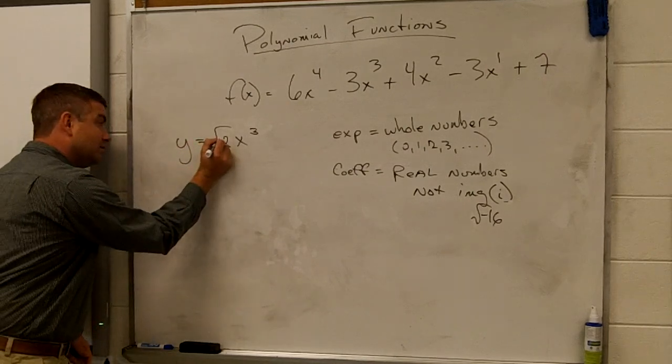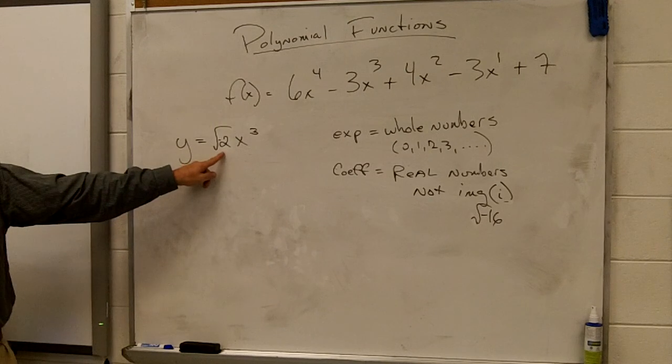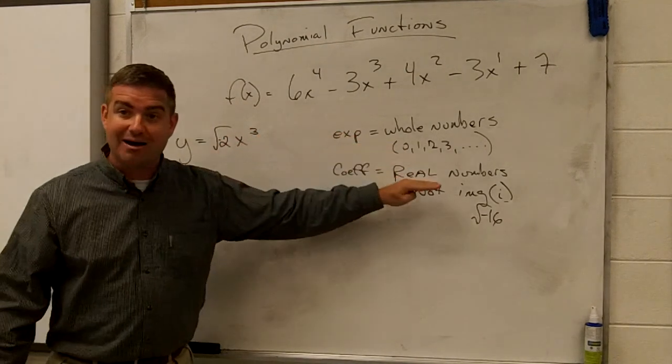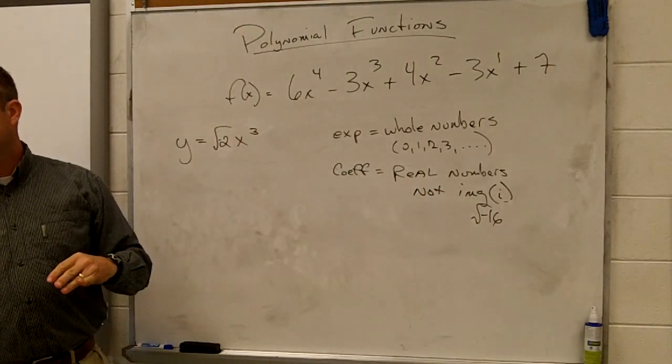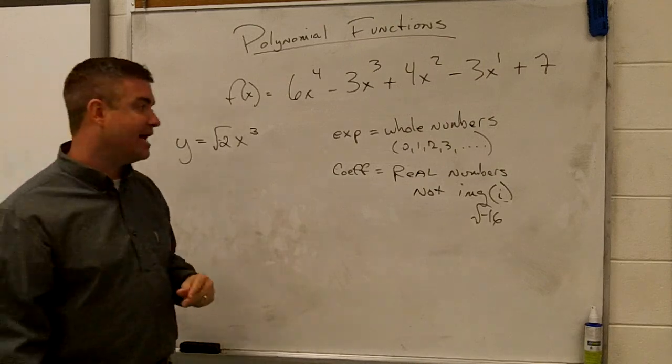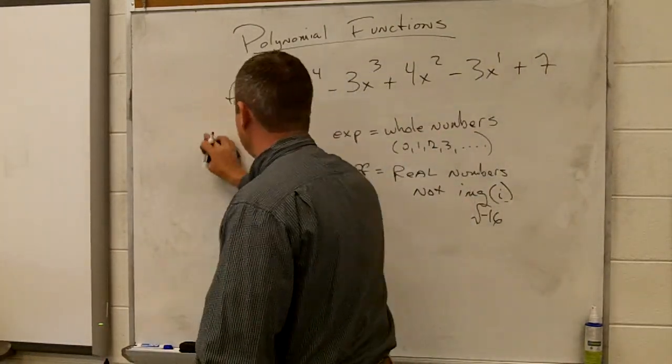How about now? No. Why? It's a negative. Because that's imaginary. You can't take the square root of a negative number. This is imaginary, which means it's not real, which means it's not a polynomial function. Okay, questions? I think you got that. Once we do a few examples, I think it'll cement it even more.